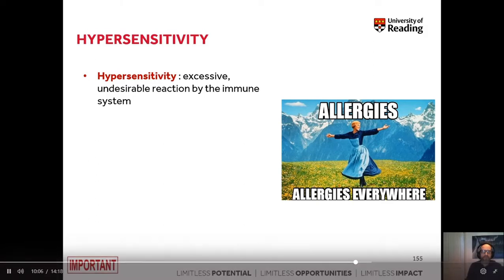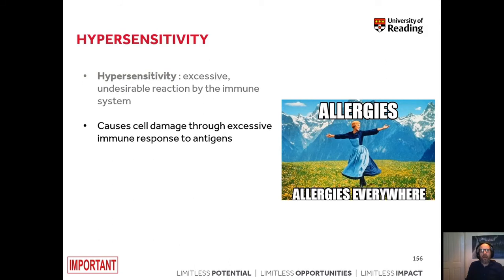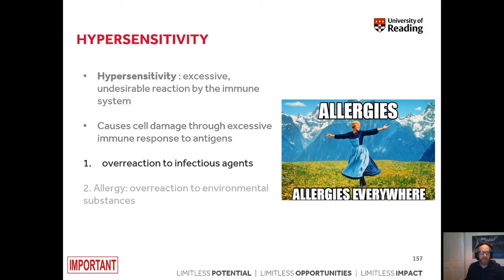the system suffers from excessive undesirable reaction by the immune system to harmless allergens. It causes cell damage through excessive immune response to antigens that are actually harmless. It can be due to overreaction to infectious agents, but also overreaction to environmental substances. Lastly, hypersensitivity can be developed to drugs as well. Therefore, it is extremely important that you understand how it works.